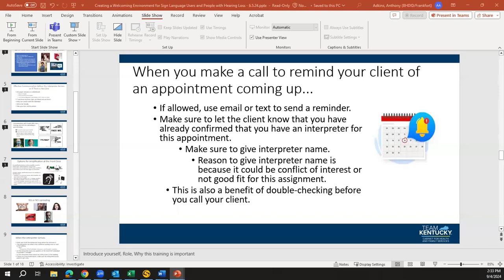You could also even give them the interpreter agency that we use if they want. And then when you're ready to send a reminder to the individual, they have that information so that they can also follow up. But again, this is just information that you can give to your deaf clients, and they're reminders for appointments that will help ease any sort of wariness about, am I going to have communication when I show up for my appointment?